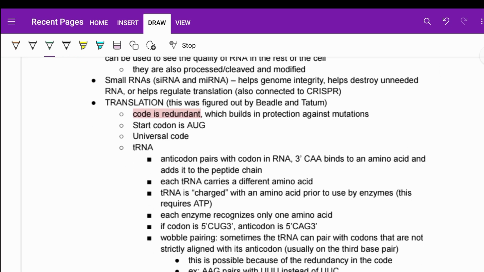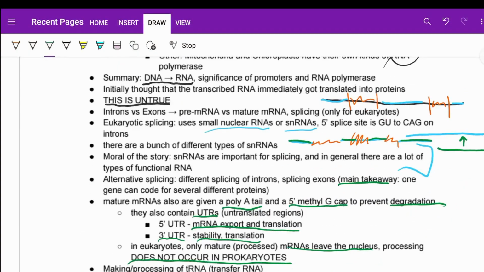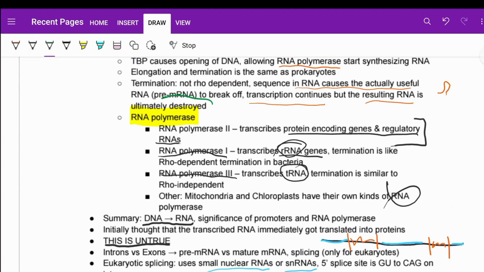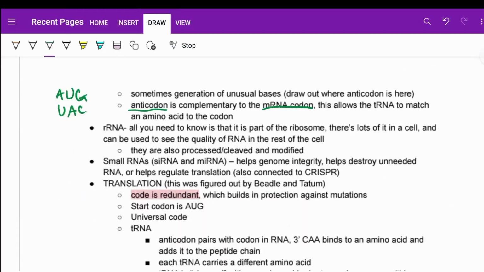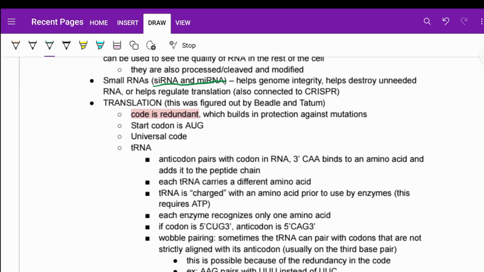Small RNAs, basically, they kind of go around and clean up the genome and help destroy unneeded RNA. Do you remember when we were talking about degradation, things being ultimately destroyed? That's what these small RNAs, siRNA and miRNA, help with. They are also connected to CRISPR, but you basically need to know that they run around destroying things and help clean up the genome.